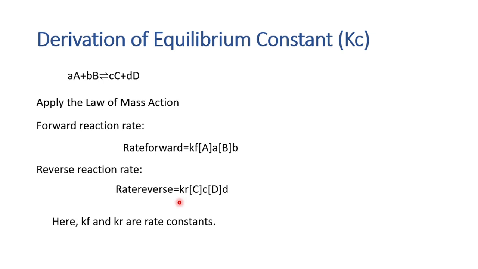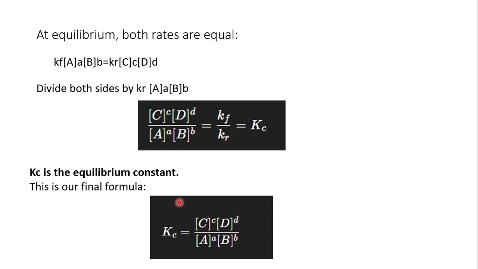Derivation of equilibrium constant Kc. Now again we can take a hypothetical example here. Now applying the law of mass action on this example, the rate of forward reaction and the rate of reverse reaction. At equilibrium, both rates are equal. The rate of forward reaction is equal to the rate of reverse reaction. Divide both sides by the reverse rate constant. Now we get this formula, and after this Kc is the equilibrium constant. This is our final formula. Kc equals [C]^c [D]^d divided by [A]^a [B]^b.